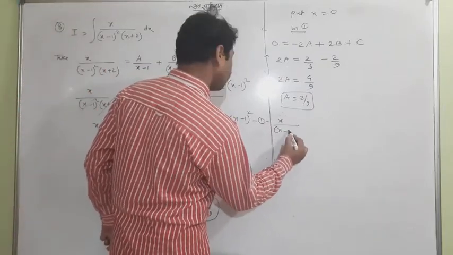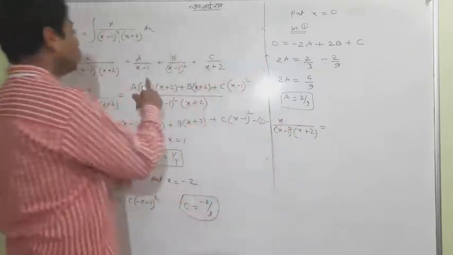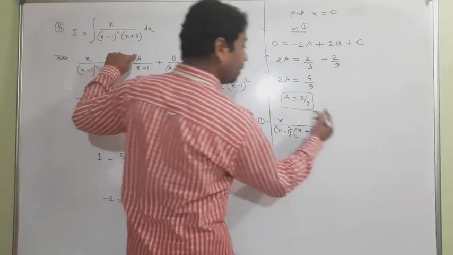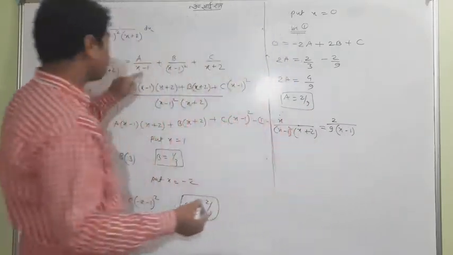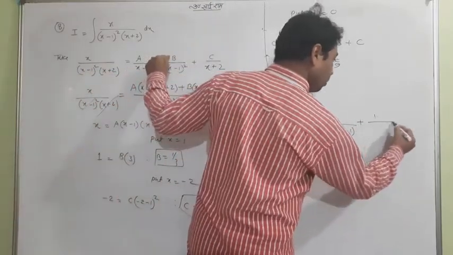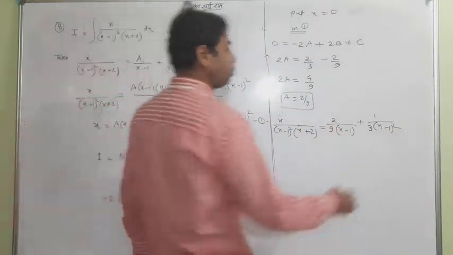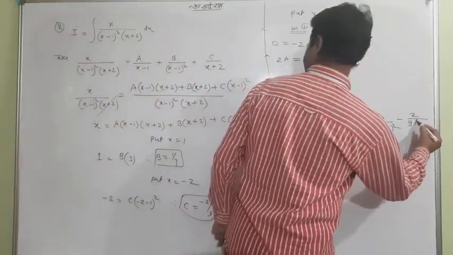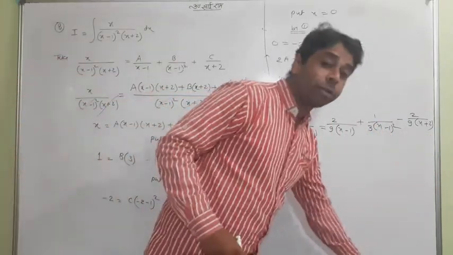What is the question? 1 upon (x minus 1) squared (x plus 2) is equal to A upon x minus 1, where A is 2 by 9, so 2 upon 9 (x minus 1). B upon (x minus 1) squared, where B is 1 by 3, so 1 by 3 (x minus 1) squared. And C upon x plus 2, where C is minus 2 by 9, so minus 2 by 9 (x plus 2). Now it's time for integration.